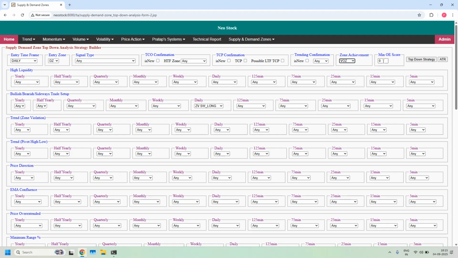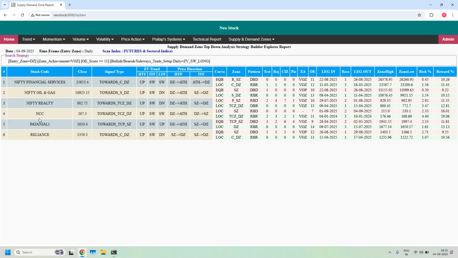Zone achievement violated opposing zone, minimum odd enhancer score 11 and pierced zone, so I am allowing on daily time frame to apply pierced zone strategies if any. Okay, this is the report. We got 6 stocks. Entry time frame zones are daily demand zones. This is a pierced zone. You can't use it directly, only pierced zone strategy you have to use. Out of 6, 5 are valid. This is a sideways long trade setup for monthly income trade.